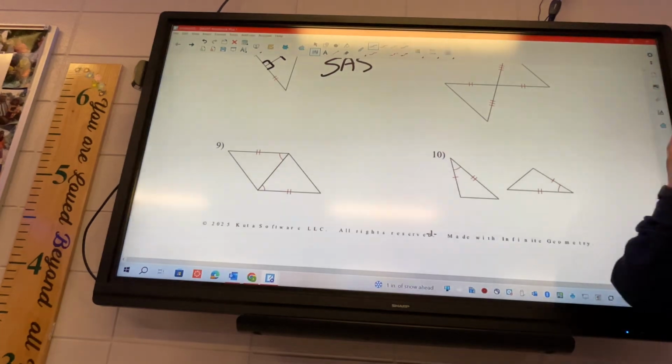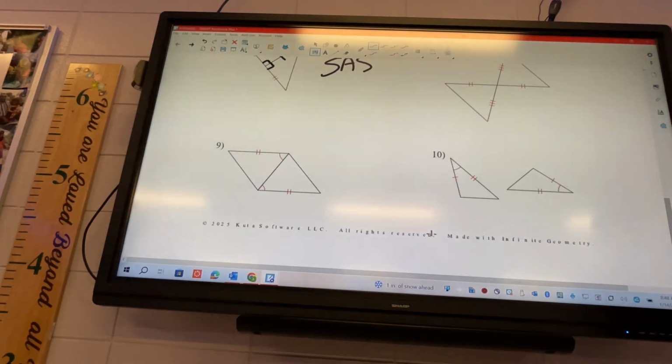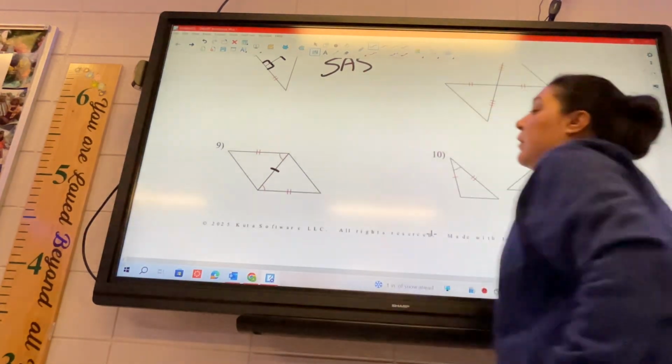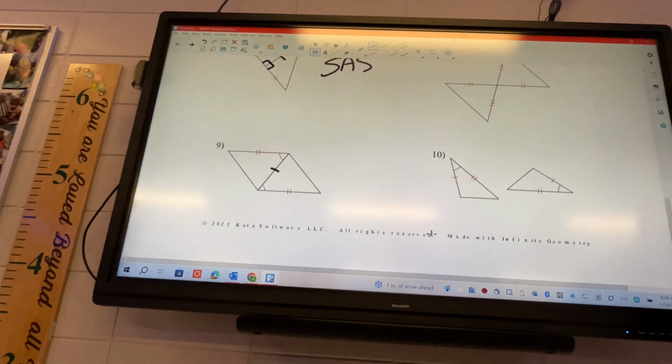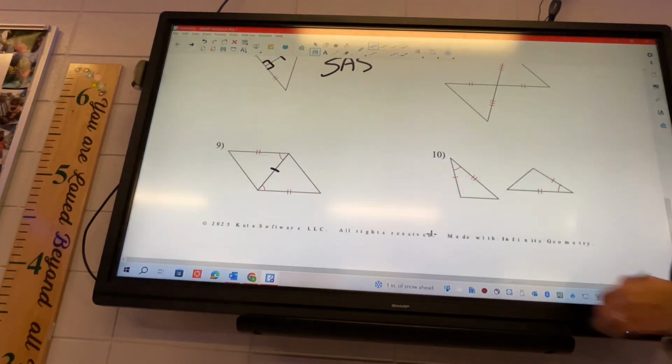Okay, number 9, what can we mark? We can mark the middle. Okay, and what is this one? Side, angle, side.